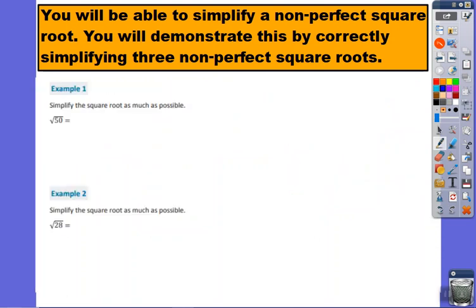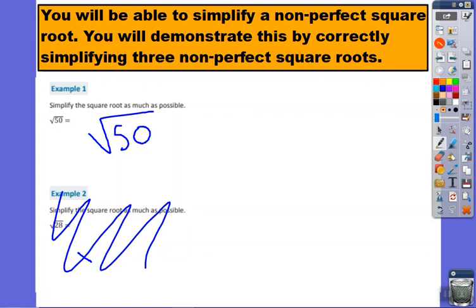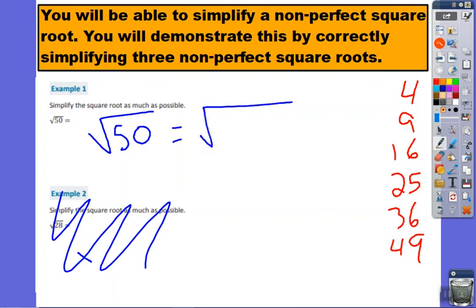Okay, let's do 50. Square root of 50. And then we don't have to do 28 because we just did that one. So I want to get my list of perfect squares. What are they? They are 4, 9, 16, 25, 36, 49, and I don't have to do the next one because it's bigger than my number, which is 50. So do any of those on that list make 50?